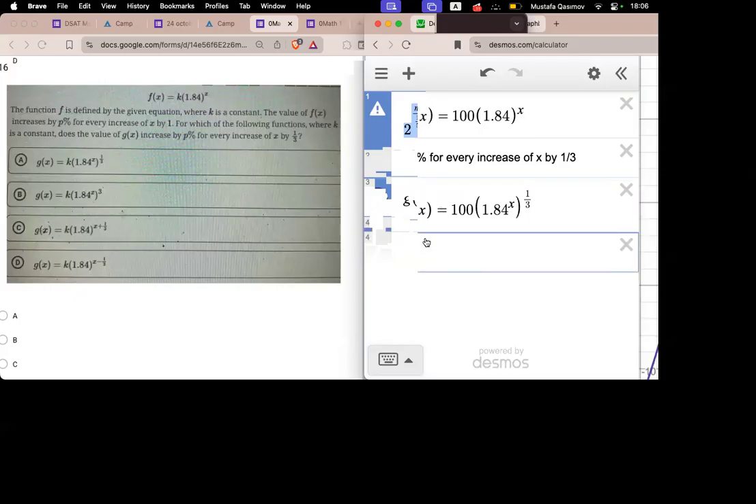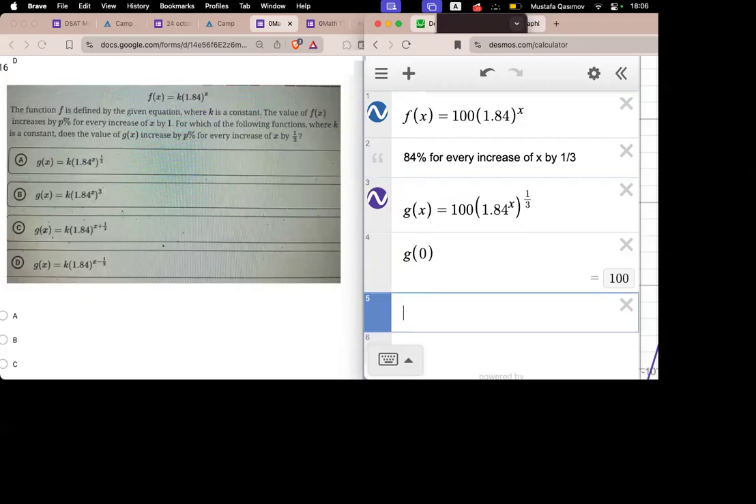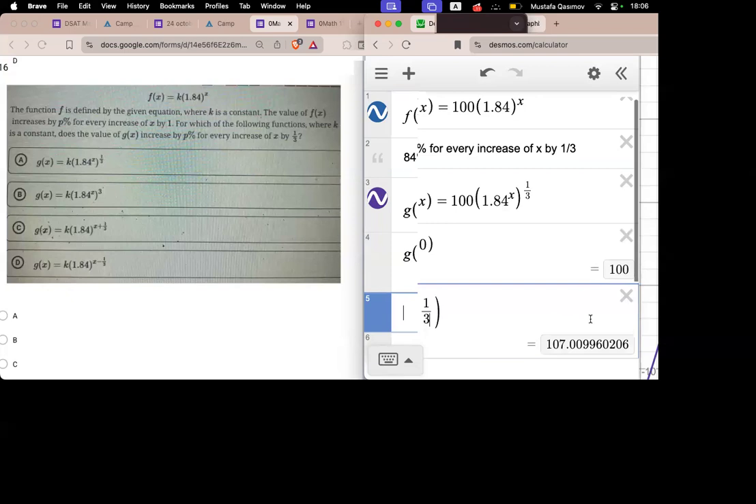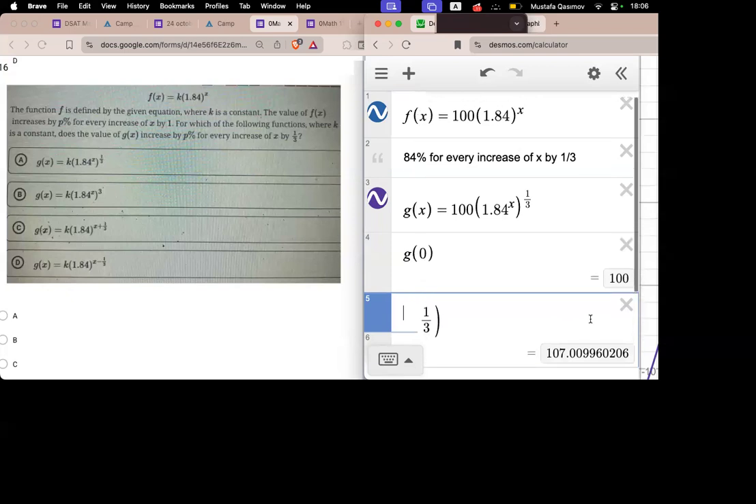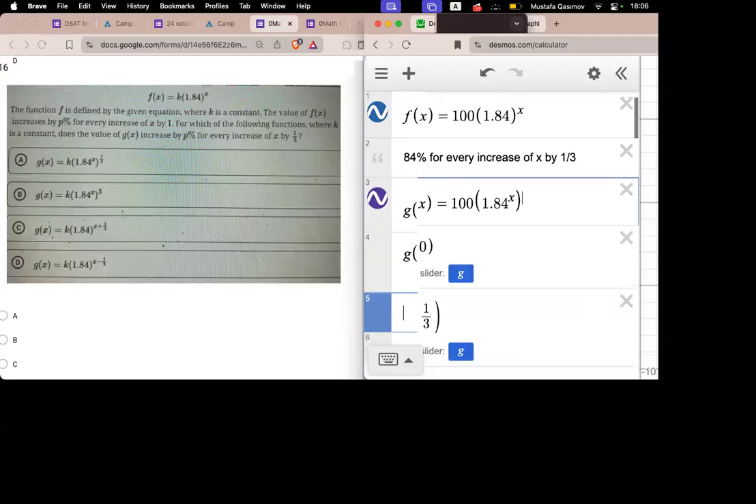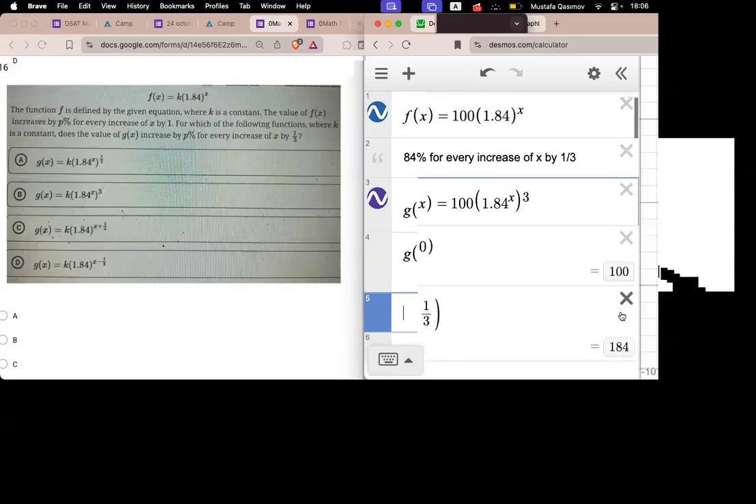Okay, let's now look at g of 0, which is equal to 100. And let's increase x from 0 by 1/3. You can see that it increased only 7%, so it means that it is not correct. But let's look at B. For B, it will be like that. You can see that it increased by 84%, so the answer is B. I wrote 100 here because it is easy to look at its percentage when it is 100.